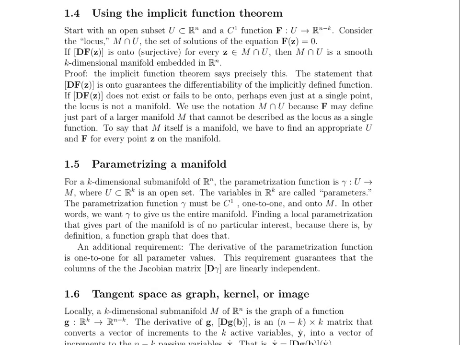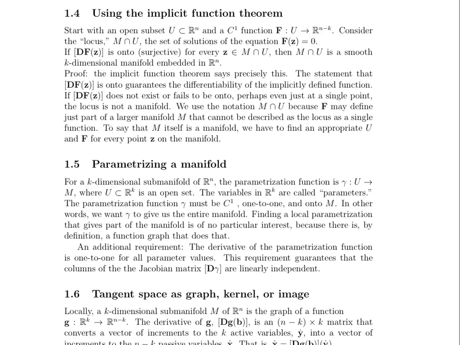And the whole manifold can't be described as the locus of a single function. So to say that M itself is a manifold, we have to find an appropriate open set U and an appropriate F for every single point on the manifold. And that's usually not as hard as it sounds.